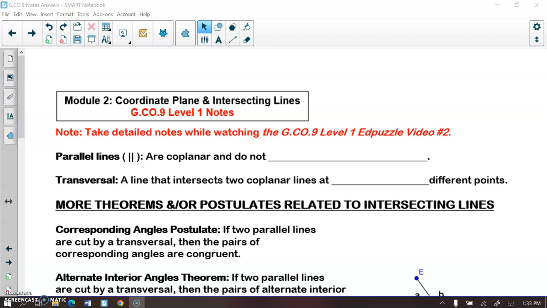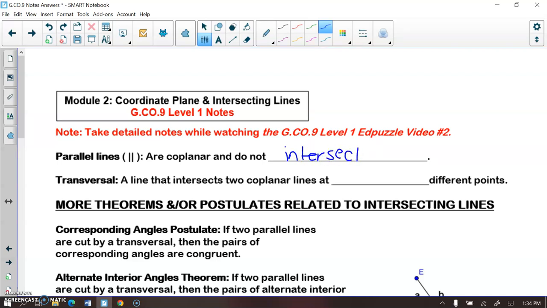Okay, so we're going to learn more about some theorems and postulates related to intersecting lines. This time, though, we're going to focus on parallel lines. So, reminder that parallel lines are coplanar lines that do not intersect. And we're specifically going to look at when two parallel lines are cut by a transversal. That's a line that intersects two coplanar lines at two different points.